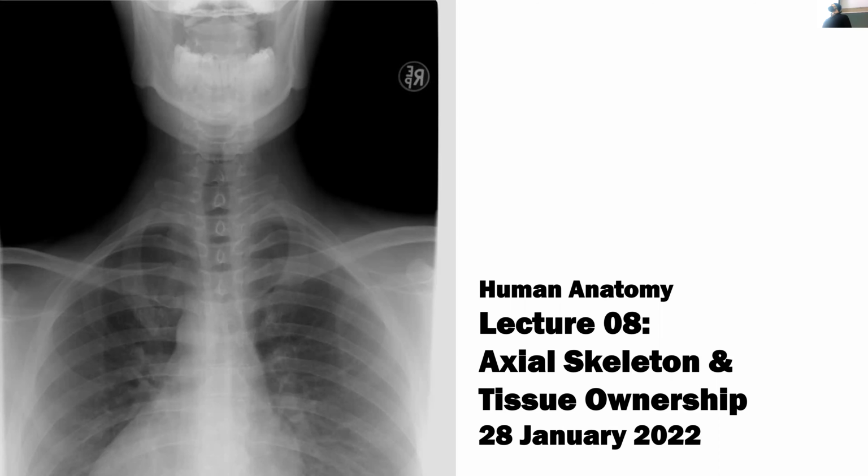We're going to pick things up today where we left off. We've been talking about the skeleton system generally, in terms of the structure of our bone tissue. We're going to move on to talk about some of the bones specifically today. And then we're going to wrap things up with a little change of pace and talk about who owns your body tissue.